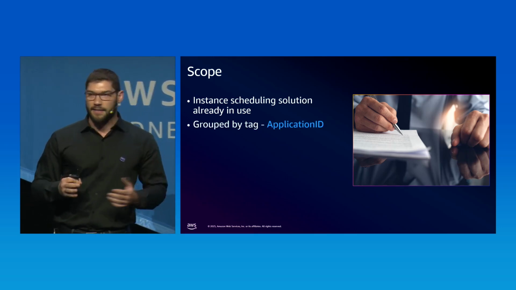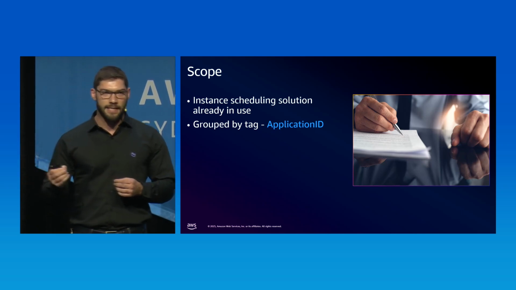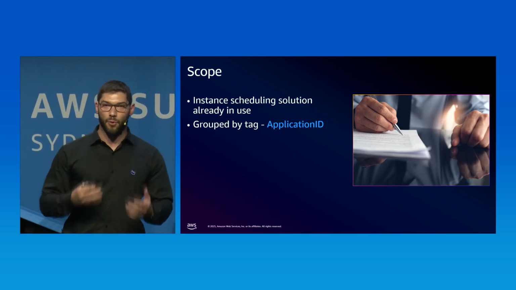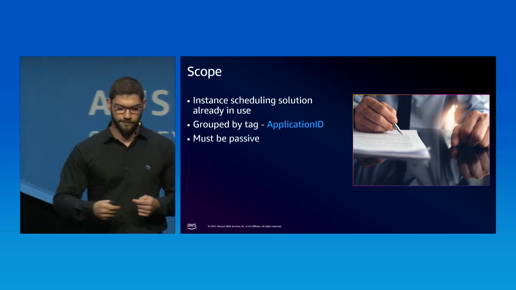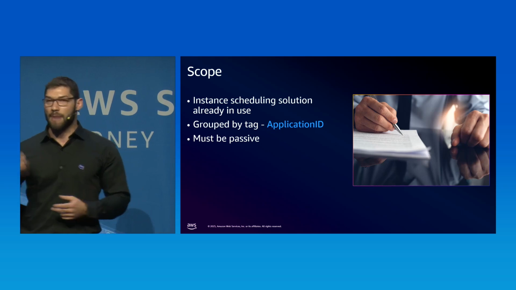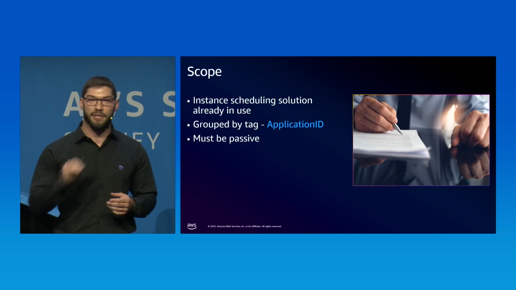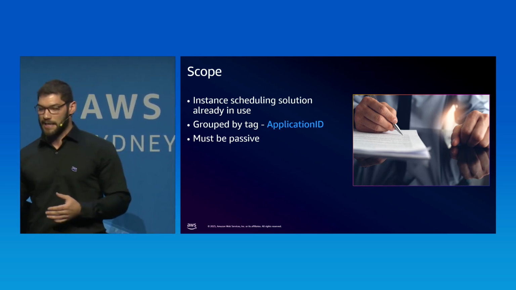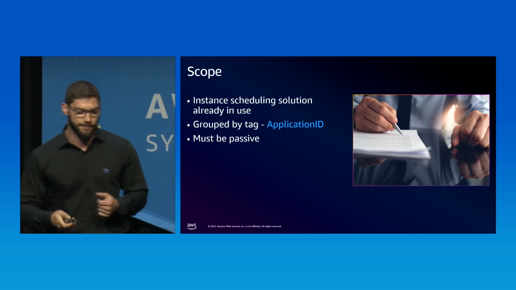Every application that's deployed inside of NAB has an application ID applied to every single one of their resources. And when we're generating these reports, we need to make sure that it's rolled up to the application level. And the final piece of scope was it has to be passive. They've already got applications running in their accounts, and we didn't want to introduce anything that would disrupt those applications. We also didn't want to introduce anything that would increase their operational responsibilities when they're deploying new applications.